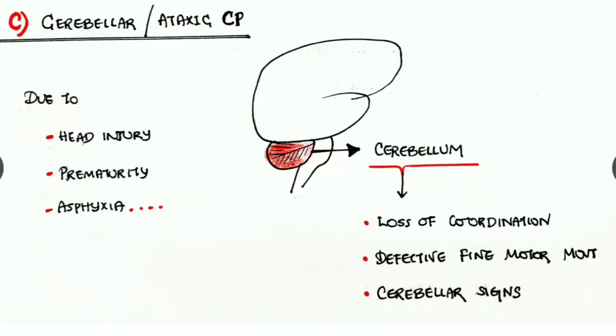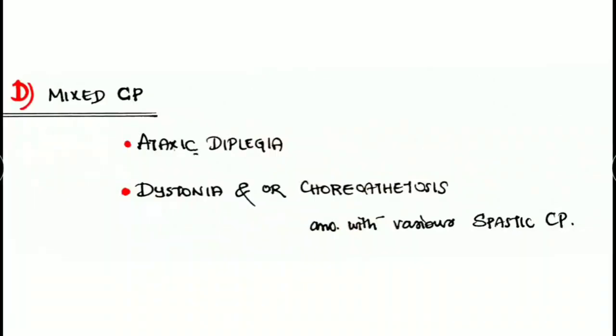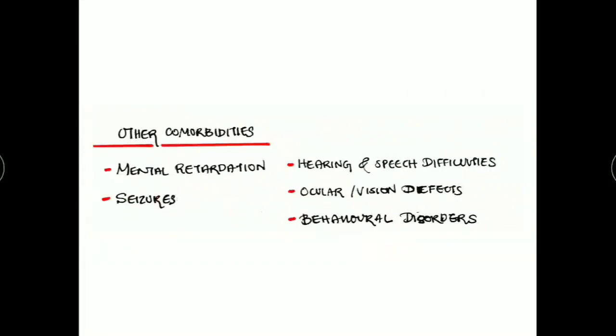And it is due to head injury, prematurity, asphyxia, etc. And finally, the mixed cerebral palsy, where the ataxic diplegia is seen, which means the child shows a combination of cerebellar lesions as well as the spastic cerebral palsy lesions. Secondly, the dystonia and/or choreoathetosis associated with various spastic cerebral palsy features. And these are the four subtypes of cerebral palsy.